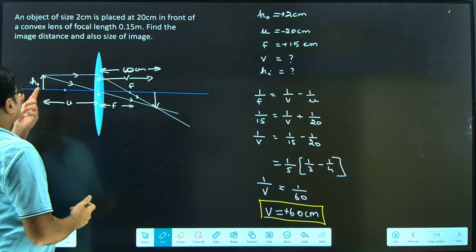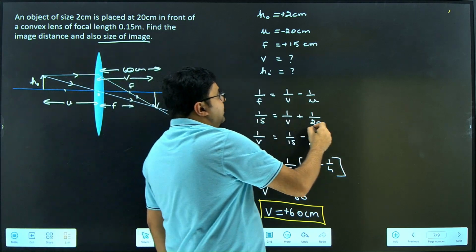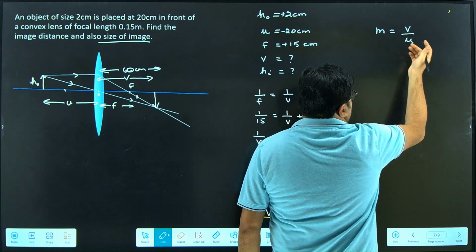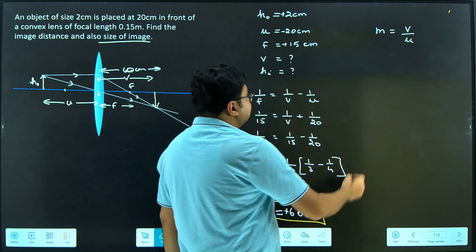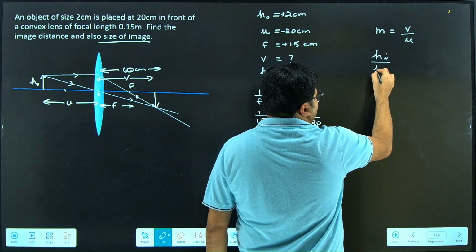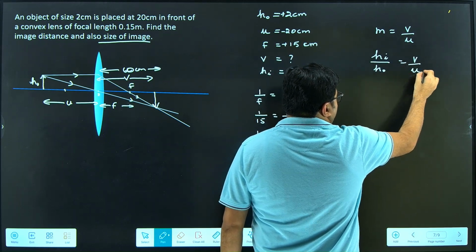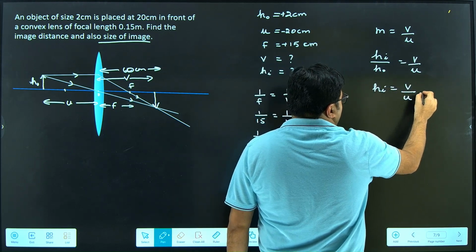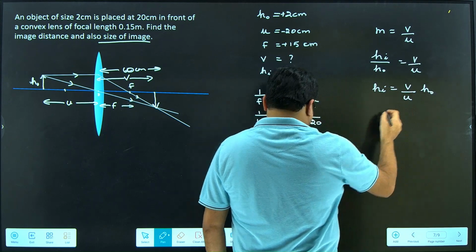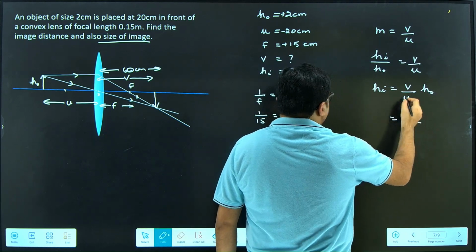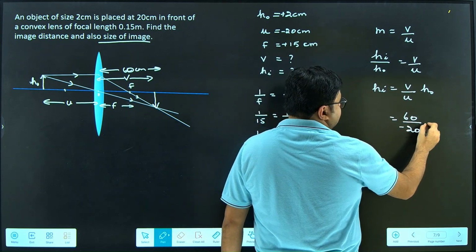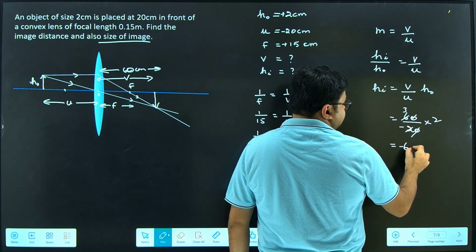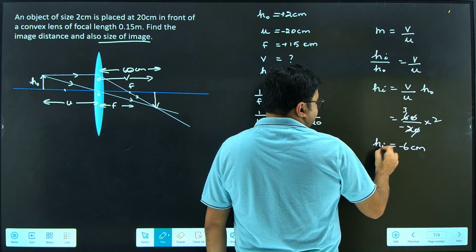Going further, we also have to find the size of the image, which is hi. Dear friends, the magnification is defined as v divided by u for a lens, and magnification is height of the image divided by height of the object. That's equal to v divided by u. So height of the image would be equal to v divided by u multiplied by height of the object. So v is 60, u is minus 20, multiplied by 2 centimeter. This will go away, and that becomes 3. 3 2s are 6 centimeter with a minus sign would be the height of the image.